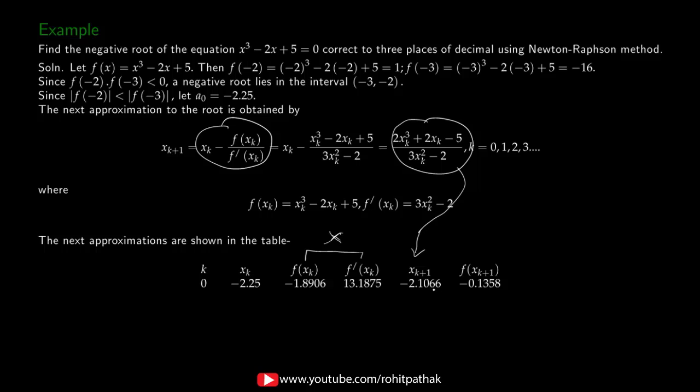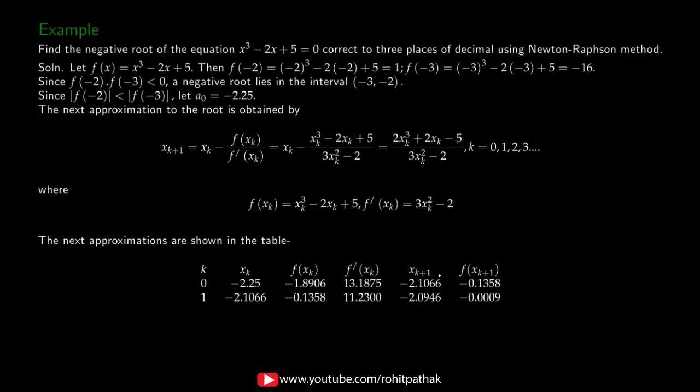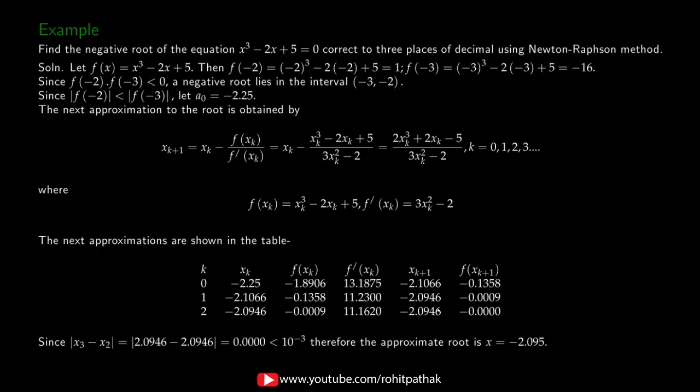Here we see that -2.1066 is the first approximation. This is x1, and starting from x1 you get -2.0946 in the second step, and in the third step also you get this value. So -2.0946 and -2.0946 in the first and second steps. So the approximate root is -2.0946 if you round off up to 3 places of decimal. The method is very fast. So this is about the solution of transcendental and algebraic equations by numerical methods.